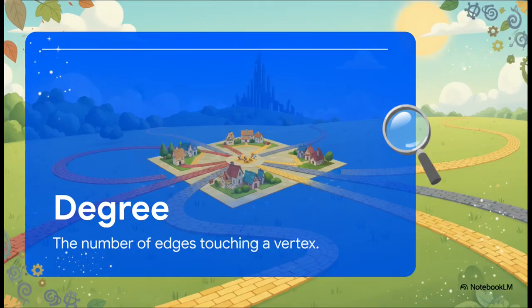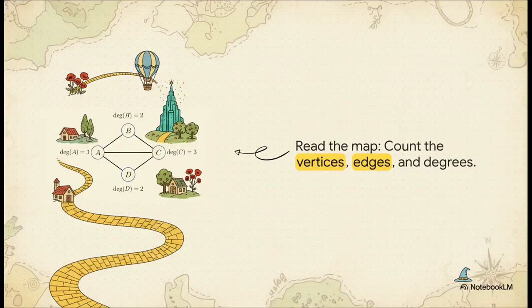And finally, we have the degree. Now, this one is absolutely crucial. The degree is just the number of edges touching a single vertex. In our wonderland, it's really just a matter of standing right in the center of a town and counting how many different roads lead into or out of it. So, if a town has 3 roads connected to it, it has a degree of 3. Simple as that.